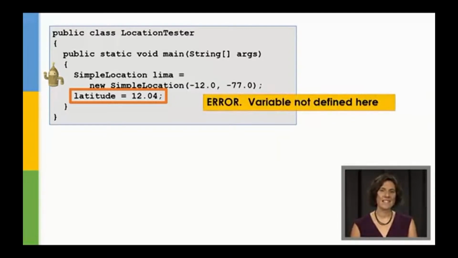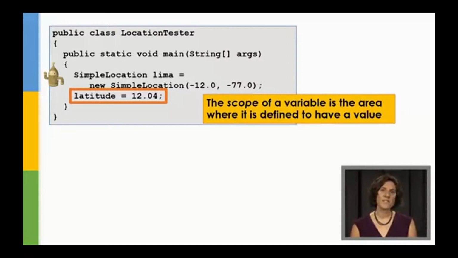If you try to access latitude in this main method, Java is going to tell you that this variable latitude is not defined here. So this brings us to the idea of scope. The scope of a variable is the area in the code where it's defined to have a particular value. And in this case, in the main method, that variable latitude is not defined at all. It hasn't been declared here. It was declared over in the simple location class. It was one of the member variables. So I can't get at it in main.